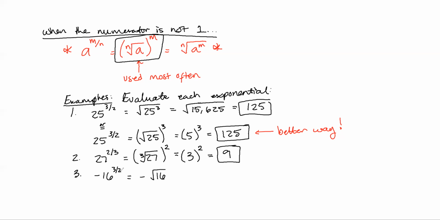But remember, this exponent does not apply to the negative. So the only thing I'm going to put in parentheses is that square root of 16, and then we cube it. So again, this negative is going to chill in front. I'm going to put parentheses here. Square root of 16 is 4, and then we're cubing that. Again, the negative is not attached to the 4, so I'll leave it in front. And 4 cubed, 4 times 4 times 4, is 64.